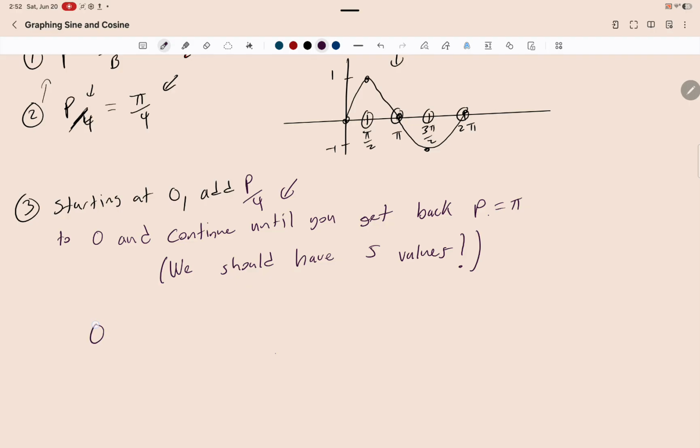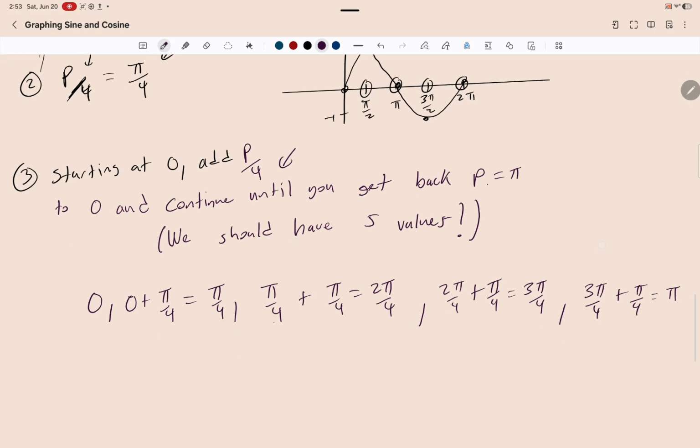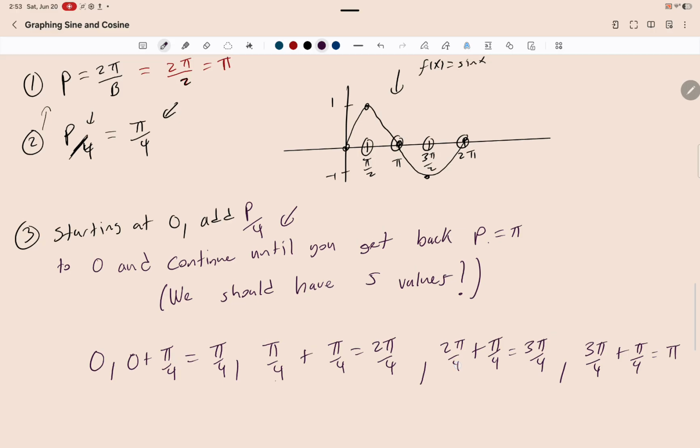So in other words, starting at 0, we add pi over 4 to the previous number, so I get 0 plus pi over 4, which is pi over 4. Then I take this pi over 4 and add pi over 4 again, which gives me 2 pi over 4. Don't simplify now. Then I take the 2 pi over 4 and add another pi over 4, which gives me 3 pi over 4. And finally, I take the 3 pi over 4 and add pi over 4, which gives me 4 pi over 4, which is just pi. And notice that I got the period again. And in our problem, the period was pi.